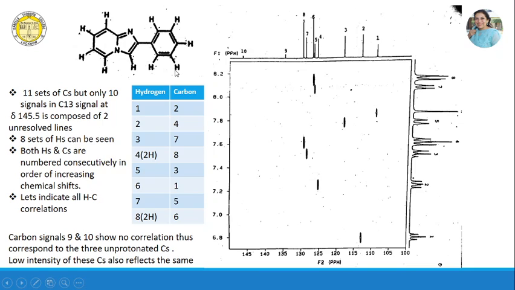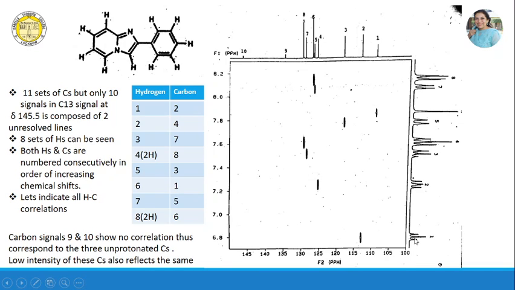So 1, 2, 3, 4, 5, 6, 7, 8. I have 8 kinds of hydrogen, so all the hydrogens are giving separate signals here in PMR. Now let us draw the correlations. When I have to draw the correlation, what do I do?